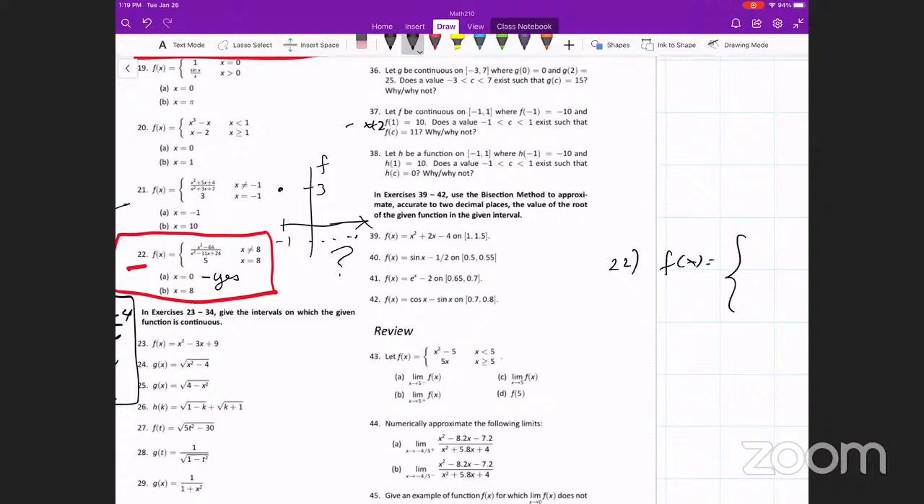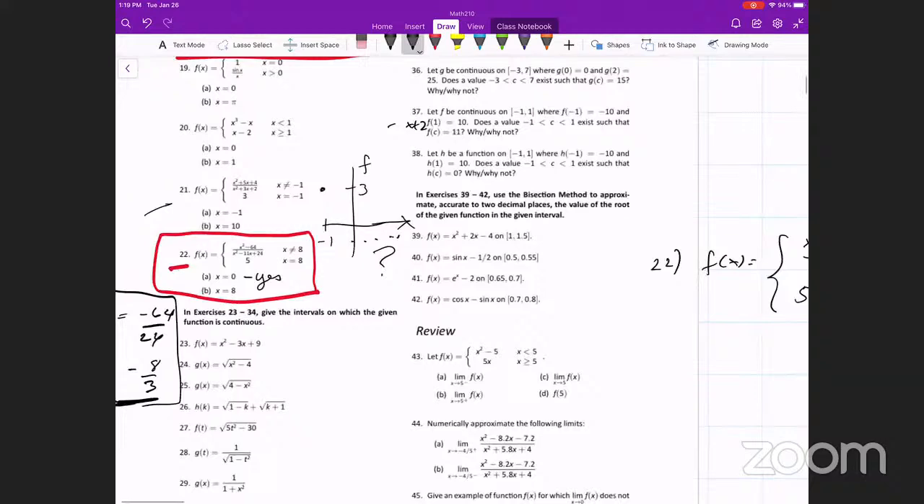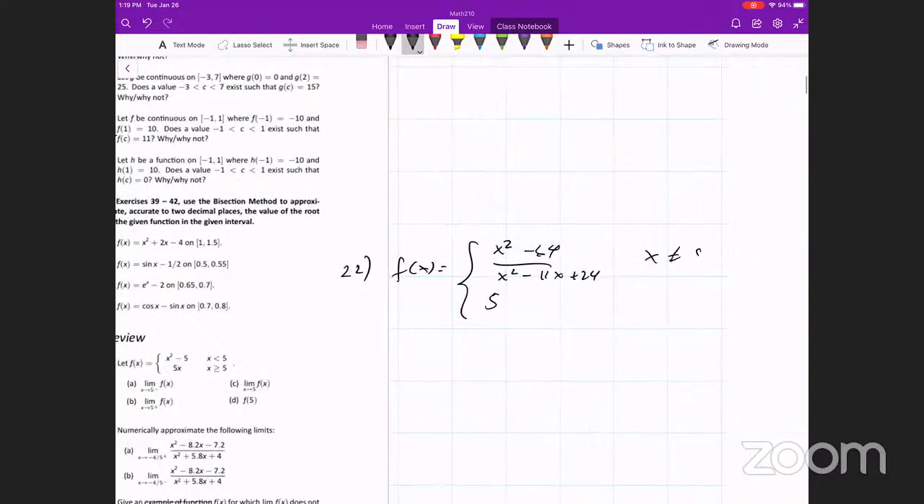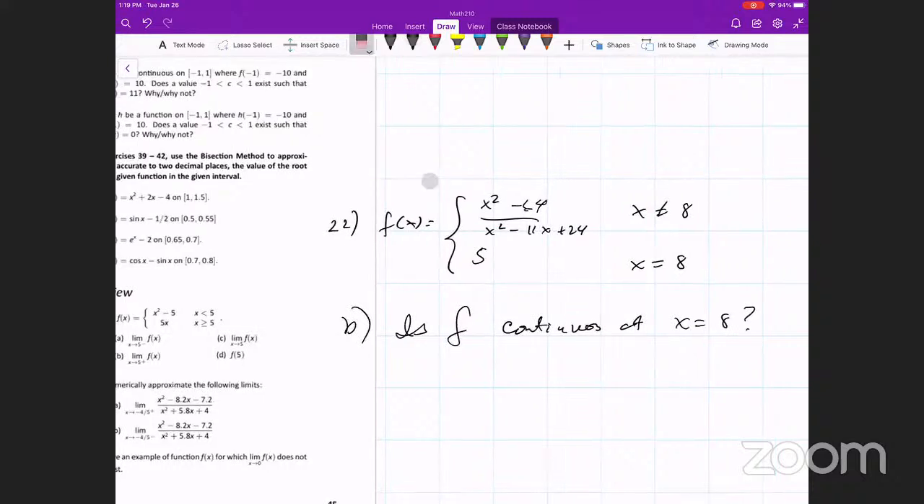So for number 22, we're looking at f of x equal to x squared minus 64 divided by x squared minus 11x plus 24, for x not equal to 8, and 5 at x equals 8. And the question is, is f continuous at x equals 8? So in other words, is the limit as x approaches 8, that's for these values when it's not equal to 8 but is approaching 8, the f value for the formula here, getting closer and closer to the value of f when it's equal to 8? When it's equal to 8, it's 5.